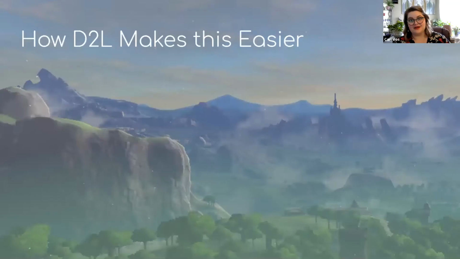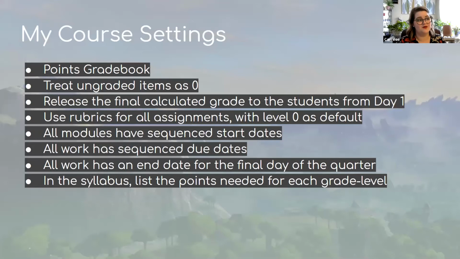Now, D2L has made my job a lot easier in doing this, I'm not gonna lie. In part because I can just set all of these settings up on day one, ideally like 2 weeks before day one. But I can have all these things set up and then they just run their course for the whole quarter. So this is all on one page, and you can screenshot this, or I can help anyone who has questions. But I use a points gradebook. I no longer use a weighted gradebook because my students find them more straightforward.